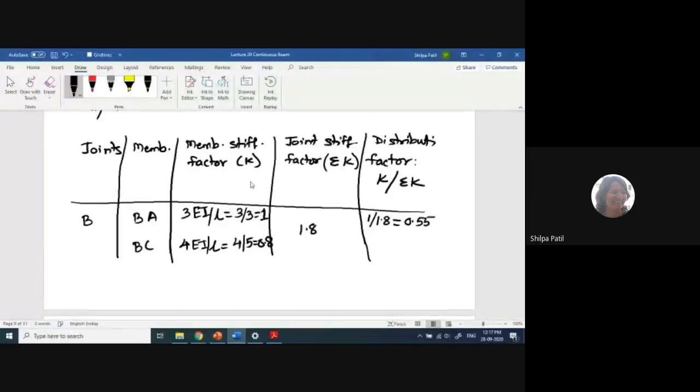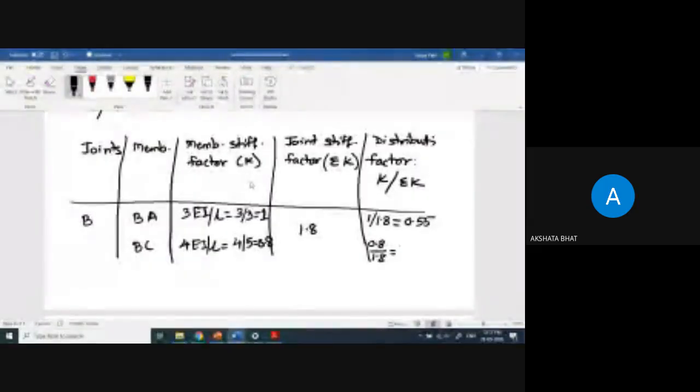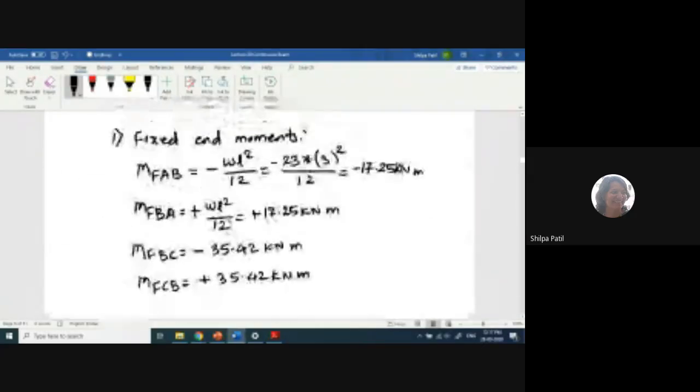0.55. Similarly, for BC, it is 0.8 divided by 1.8. So the value is 0.45. Okay, this is for joint B. Similarly, there is one more joint, that is joint C.